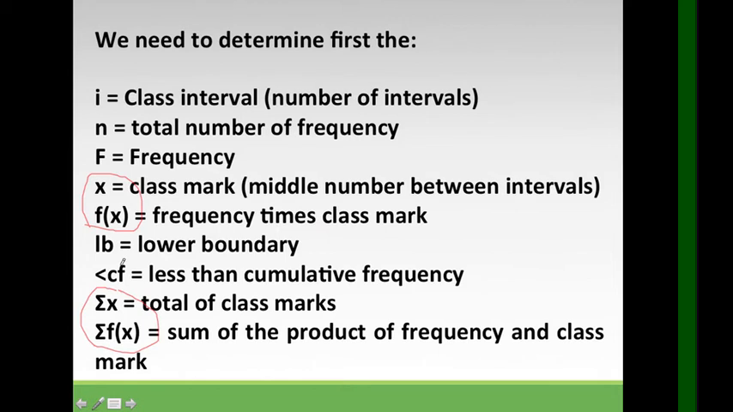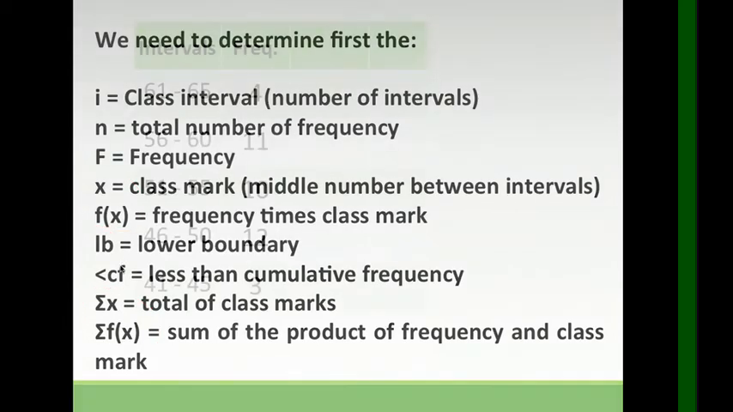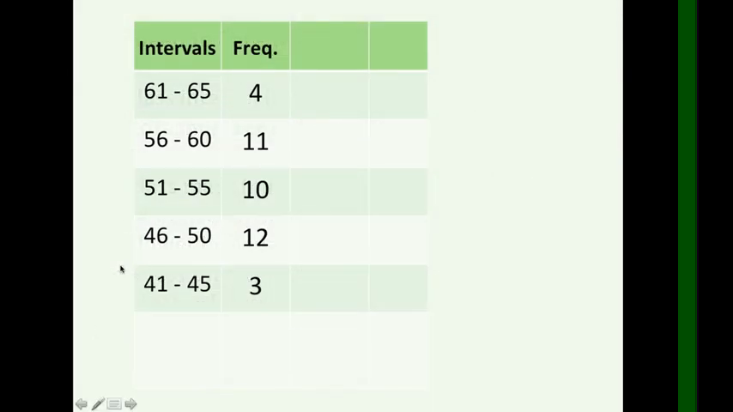So, the first thing to do is we need to arrange our given data into a vertical form, starting with the highest interval to the lowest interval. For the highest interval, we have 61 to 65, and for the lowest, we have 41 to 45. Then we get the class mark. The class interval is i equals 5.